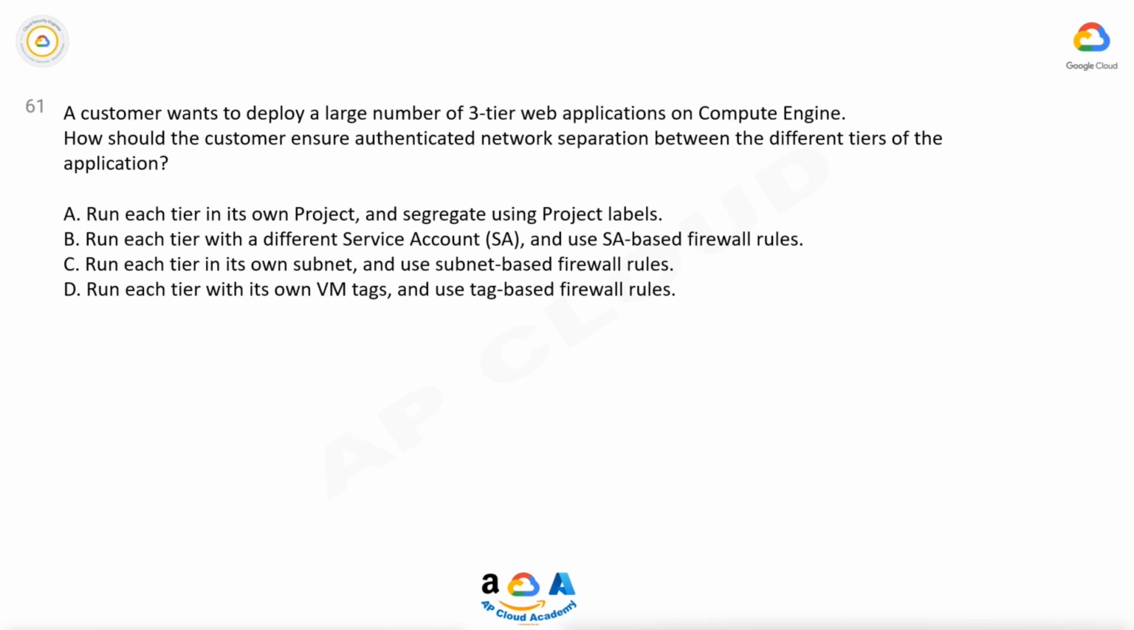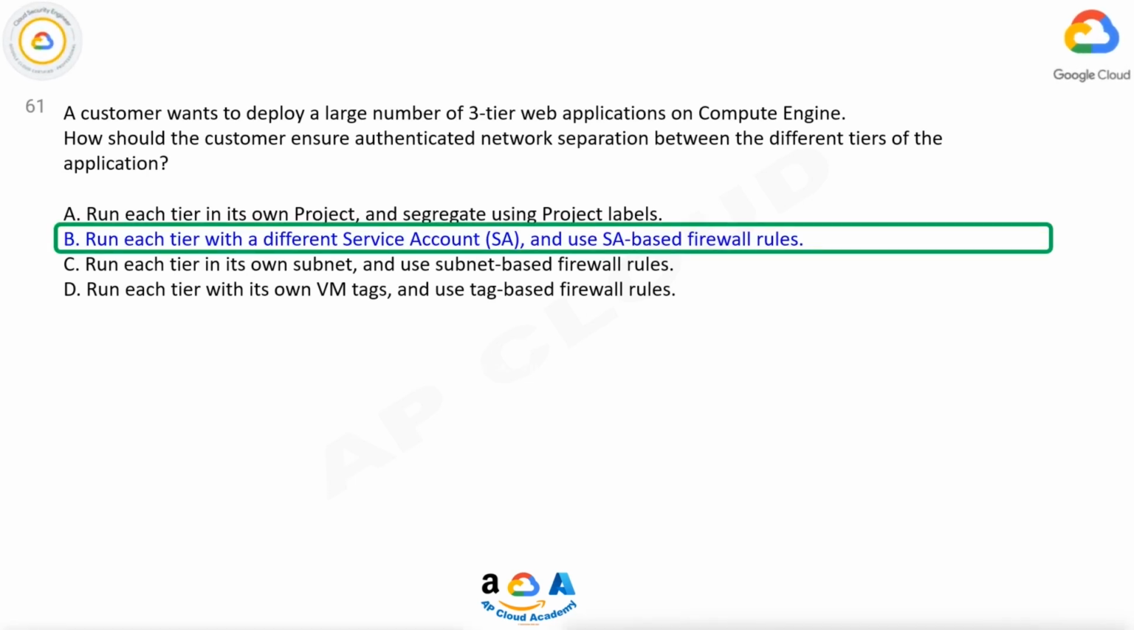C. Run each tier in its own subnet and use subnet-based firewall rules. D. Run each tier with its own VM tags and use tag-based firewall rules. Correct answer, B. Run each tier with a different service account, SA, and use SA-based firewall rules.